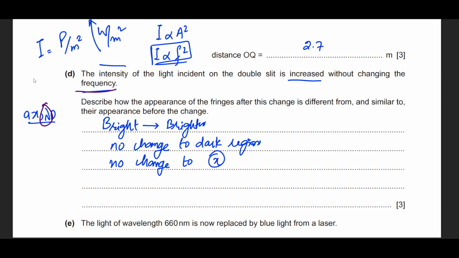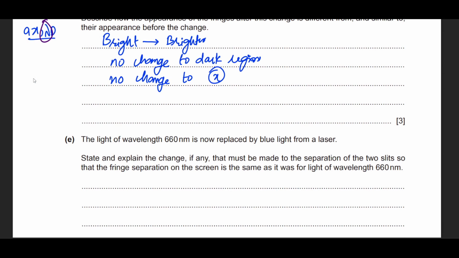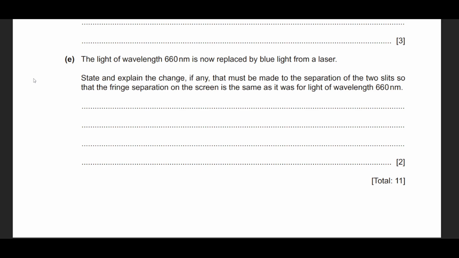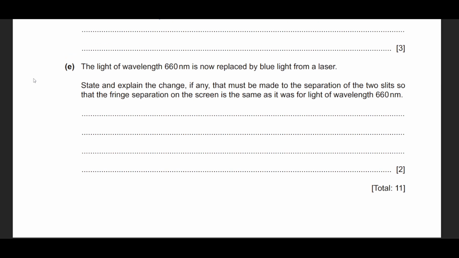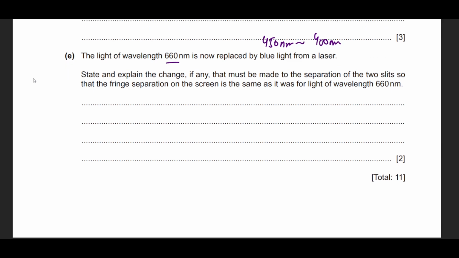So when everything is constant, nothing is going to change. No pattern on the screen is going to change. The only thing that is going to change is that the brightness will increase of the brighter parts that you're already observing. He says that the wavelength 660 is replaced by blue light, and I know that blue light has a wavelength of approximately up to 400 nanometers. 400 becomes violet, purple, or indigo. 450 is actually the blue light. But anyways, there is a gap between them.